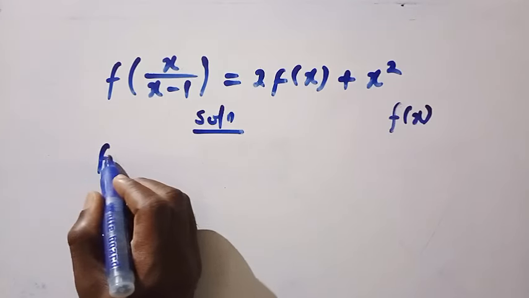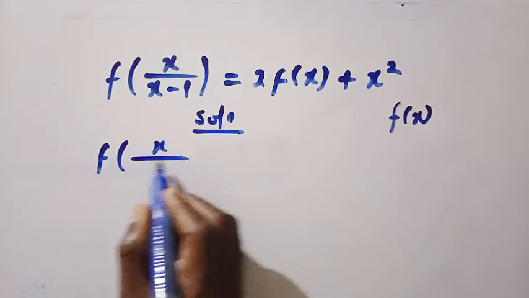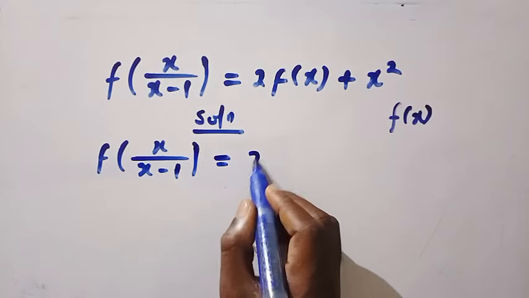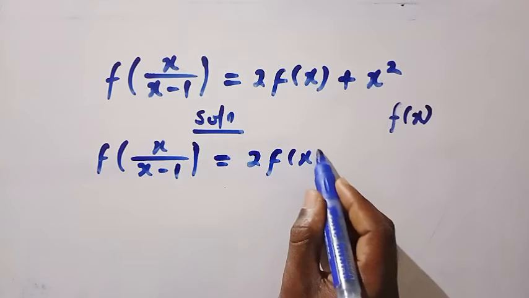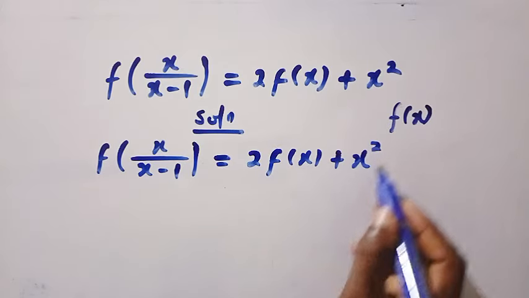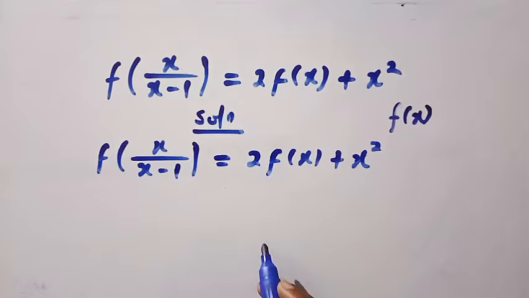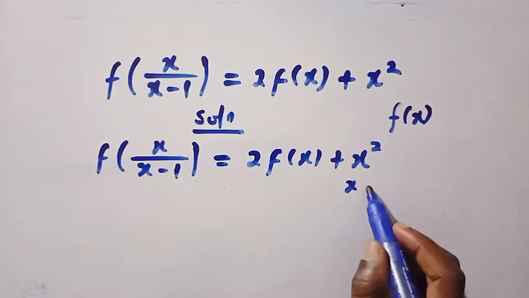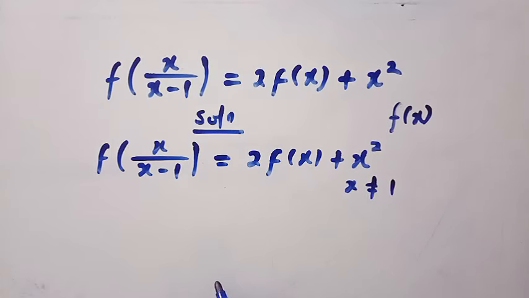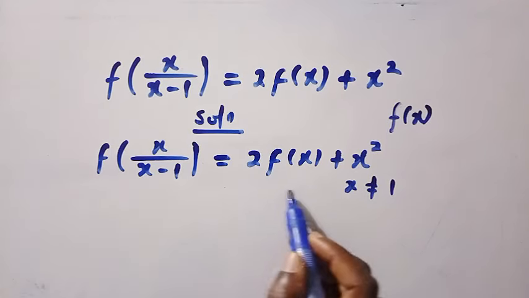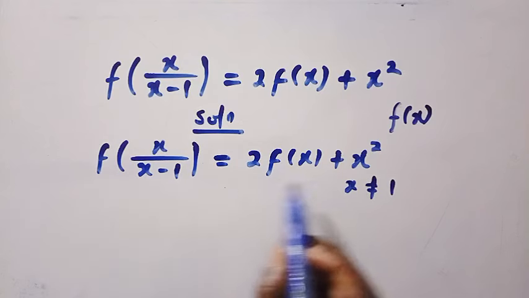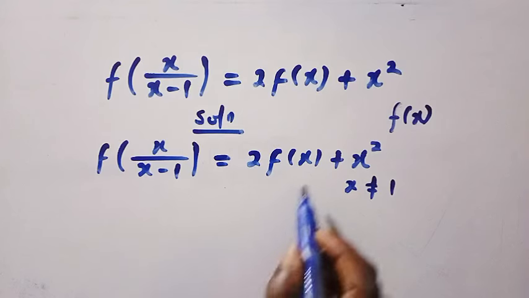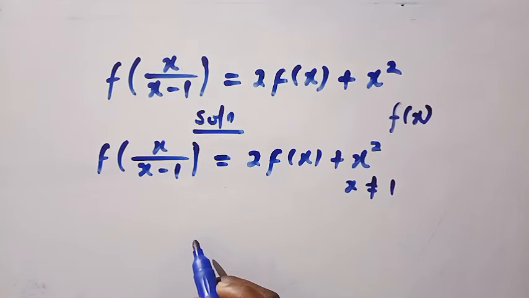From the given question, we have f of x divided by x minus 1 equals 2 f of x plus x squared. This is the given question. First, the x here are all members of the real numbers but not equal to 1. So the only value that will make this not valid is when x equals 1. Then aside from this, let's start finding f of x.